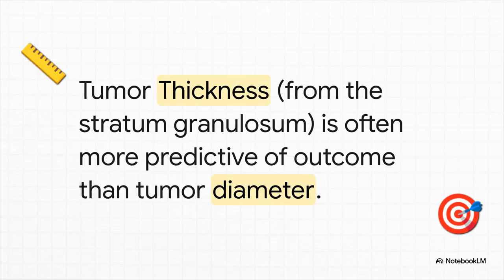Now, check this out. This is a pro tip, straight from the protocol's notes. While the tumor's diameter is what we use for the official T staging, study after study shows that the tumor thickness is actually a better predictor of the patient's outcome. We're talking about measuring in millimeters from the granular layer of the epidermis all the way down to the deepest part of the tumor. It's a fantastic predictor of nodal metastases and survival. So even though it's technically optional on the checklist, you should absolutely be measuring and reporting it.